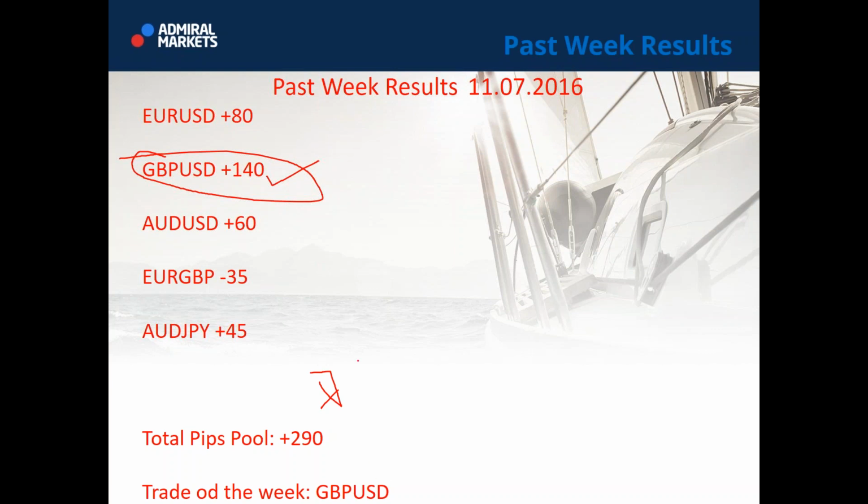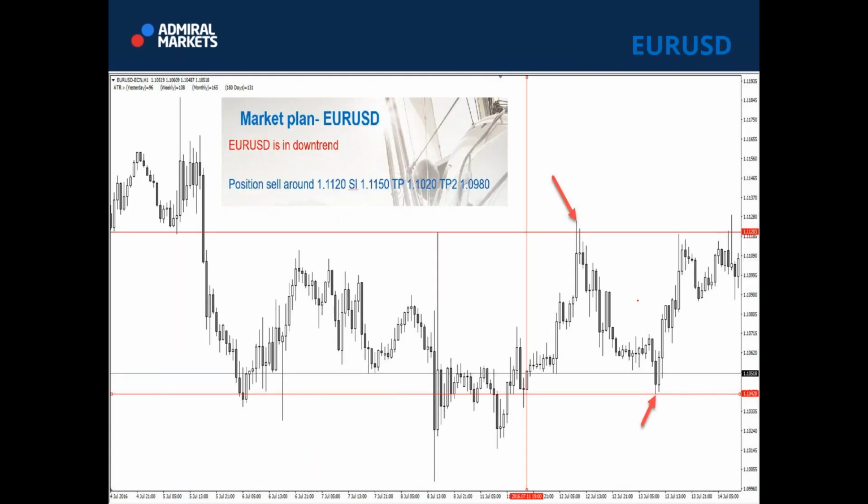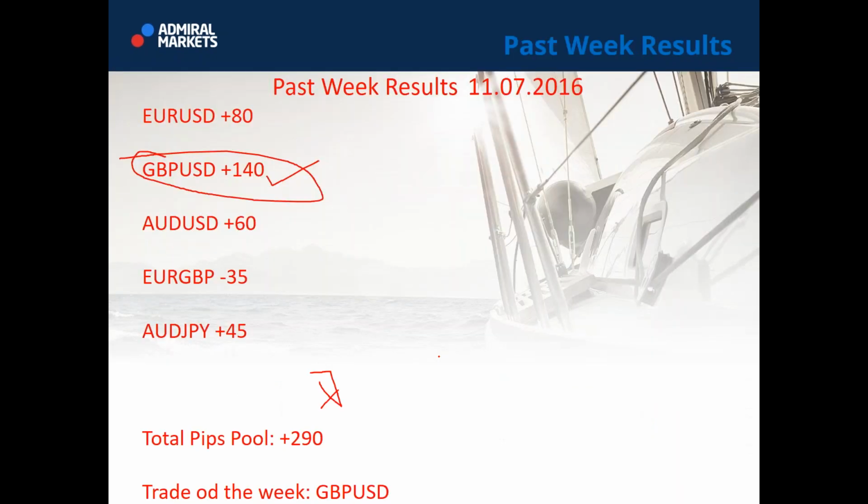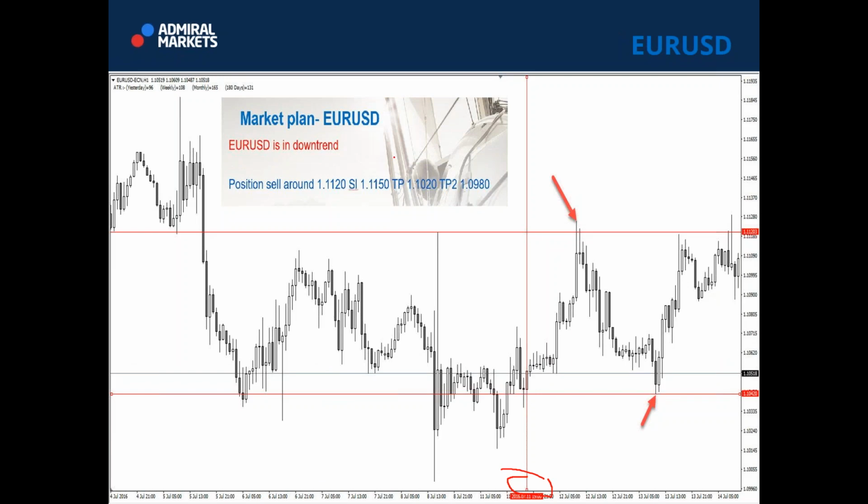Okay, trade of the week, pound dollar. This was the euro dollar trade. This line represents the time of our webinar. So yeah, sorry, Aussie New Zealand. Yes, Aussie New Zealand. Thanks for correcting me. So euro dollar was the trade that gave us initially a huge number of pips. This line represents the time of the webinar.